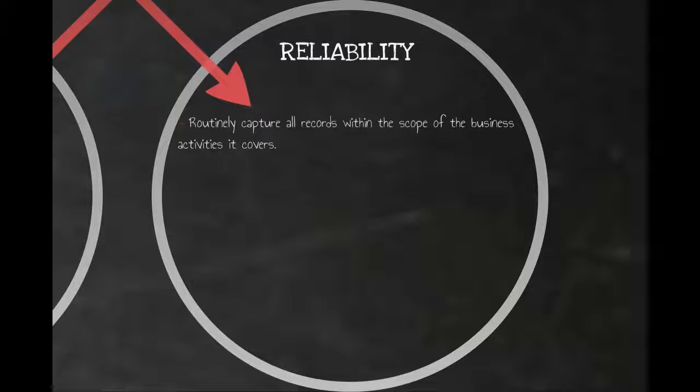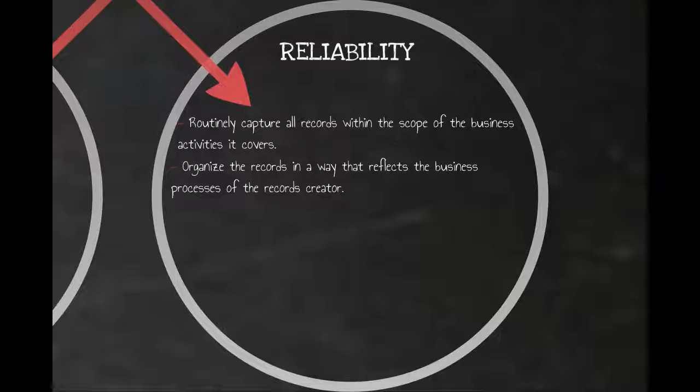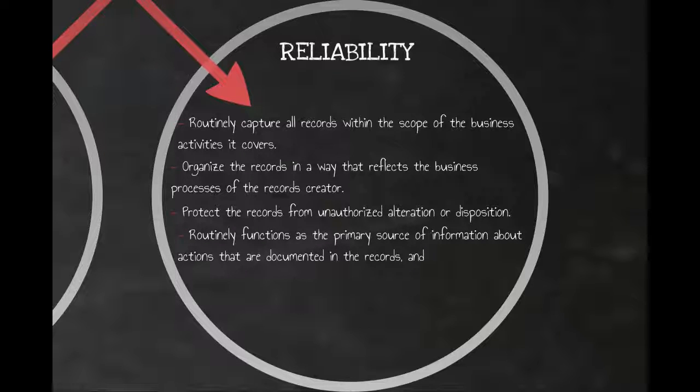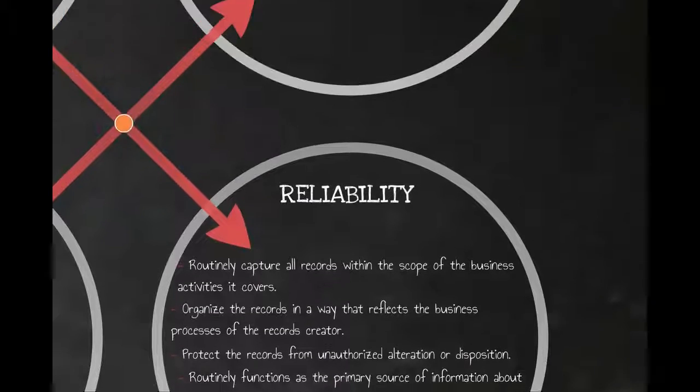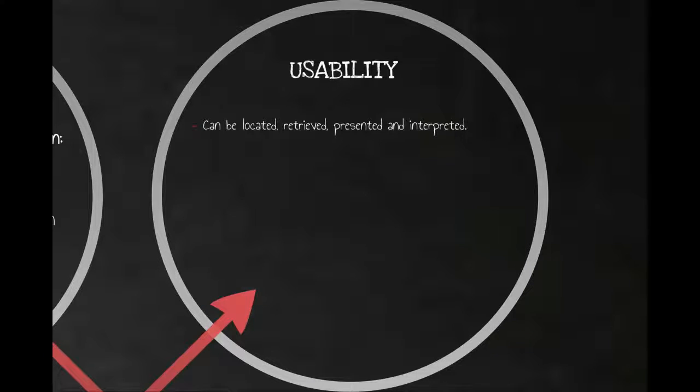A reliable record is one whose content can be trusted as a full and accurate representation of the transactions, activities, or facts to which they attest and can be depended upon in the course of subsequent transactions or activities. For the record system, the reliability of the system should be demonstrated by creating and maintaining records of system operation. A usable record is one that can be located, retrieved, presented, and interpreted. It should be capable of subsequent presentation as directly connected to the business activity or transaction that produced it.